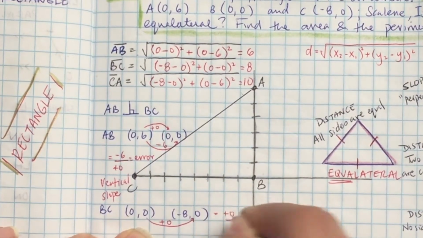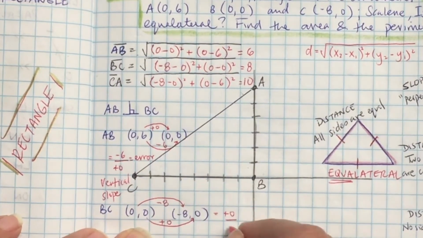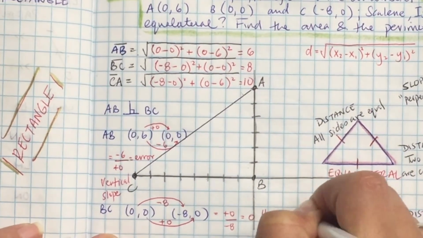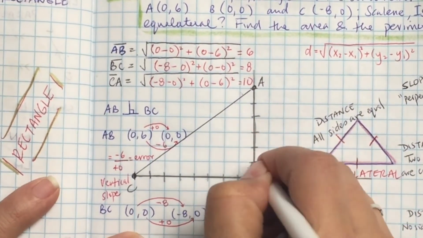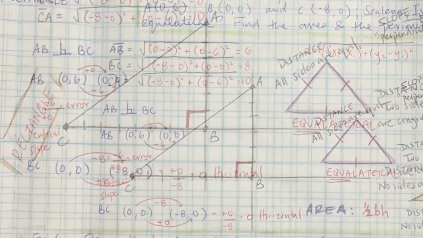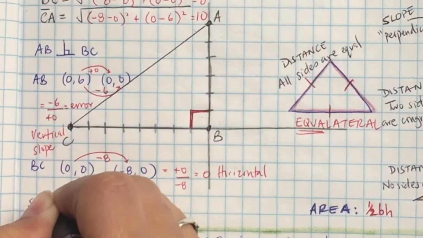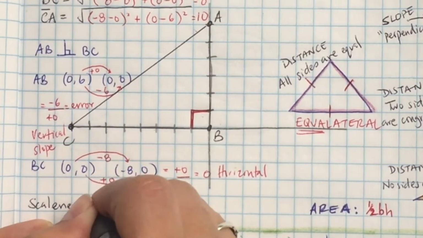This one is going to be plus 0, change in y, and then 0 minus 8. And that's going to be 0. 0 divided by anything is 0. And that means a horizontal slope. So when you have a slope of 0, it's horizontal. When you have an error, it's vertical. Which proves that that is 90, because a horizontal and vertical line meet at 90.